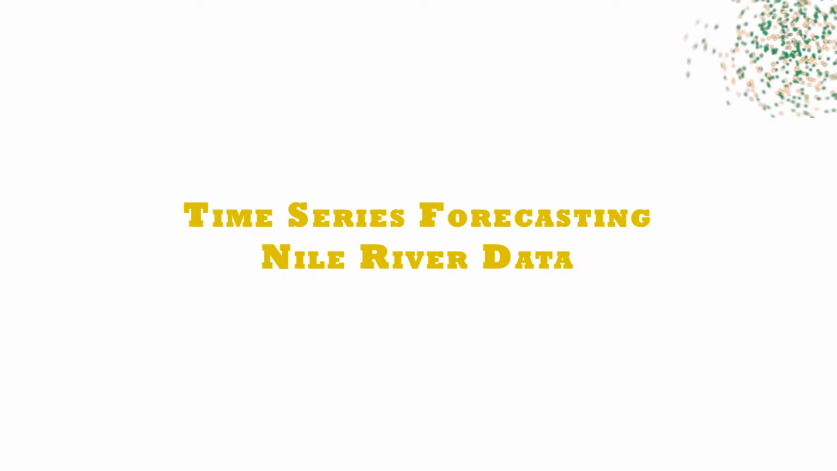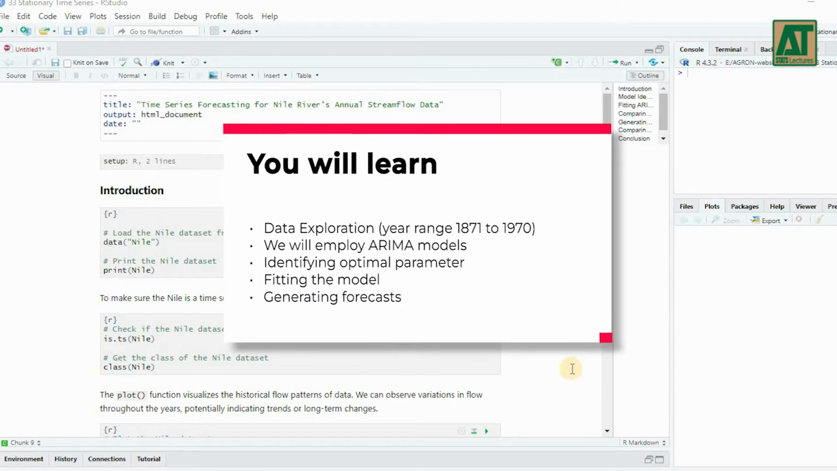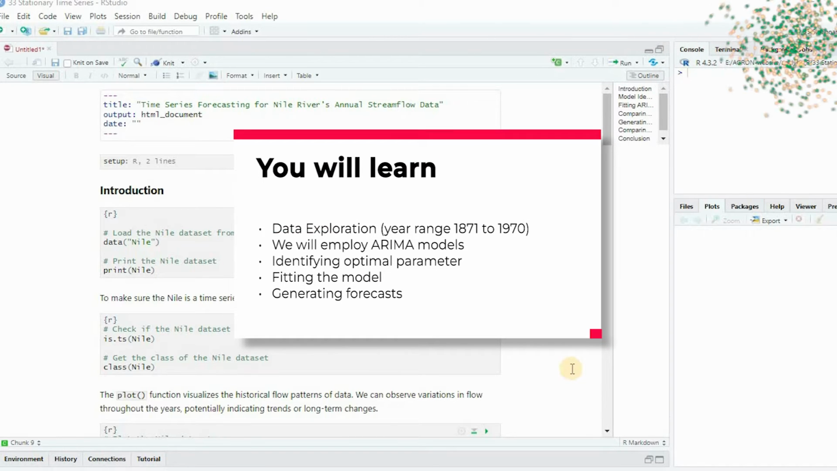Welcome back to another video on exploration of the Nile River's annual streamflow data using time series analysis. The data we're looking at spans from 1871 to 1970, offering a rich context for understanding the river's flow patterns over time. We will employ ARIMA models, a popular choice for time series forecasting, to analyze this data. The process involves identifying the optimal parameters for our model, fitting the model to the data, and then generating forecasts.